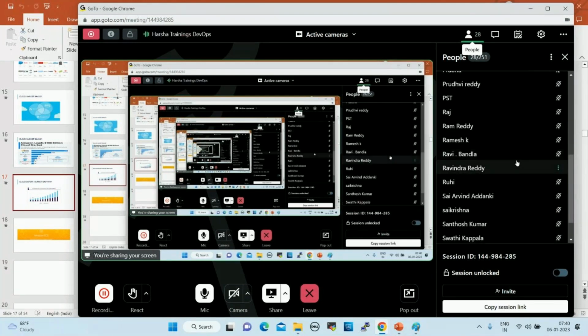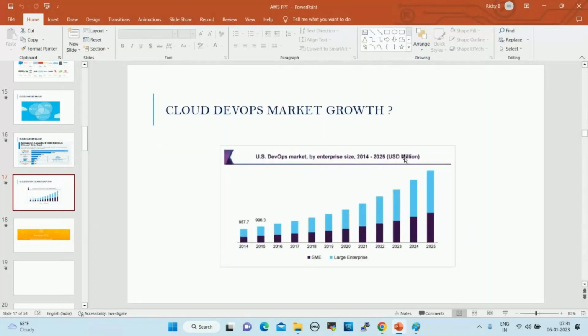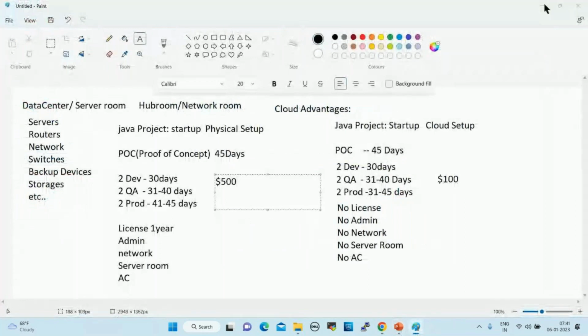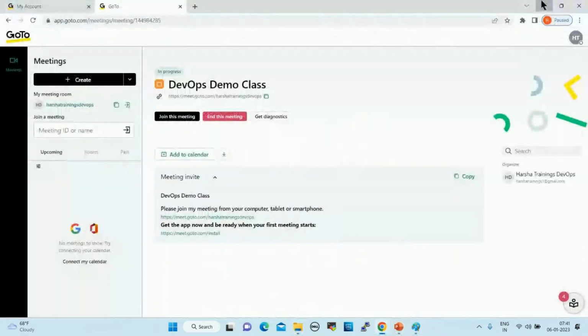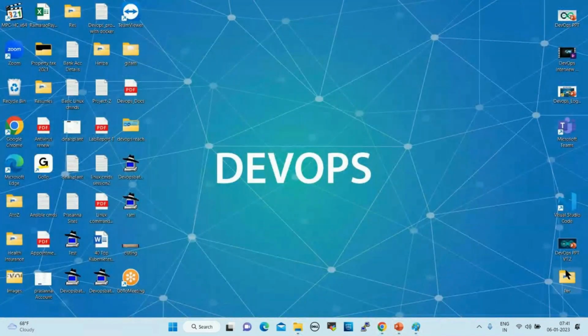Fine. Now I want to show you the course content. In that course content, what services will be covered in AWS, in Azure, and in Google Cloud, and what DevOps tools will be covered. Whoever missed the sessions yesterday and the day before, I wanted to show you this course content and the tools which we are going to discuss. Okay, just a minute.